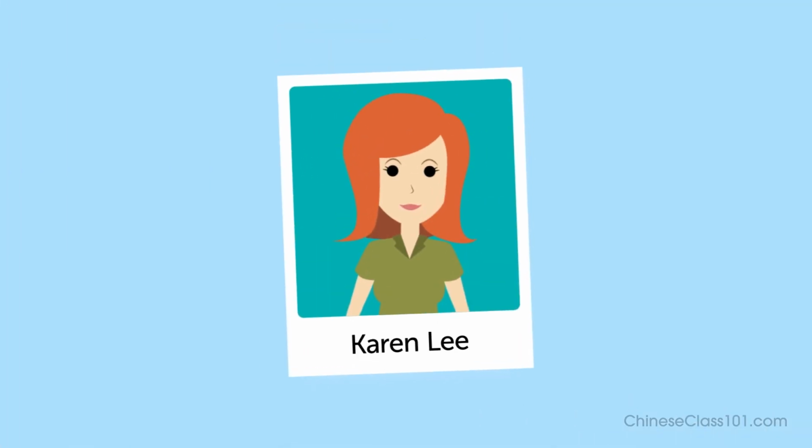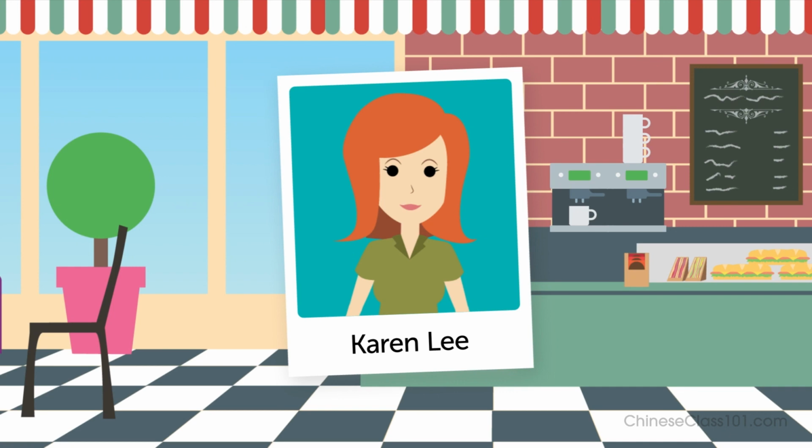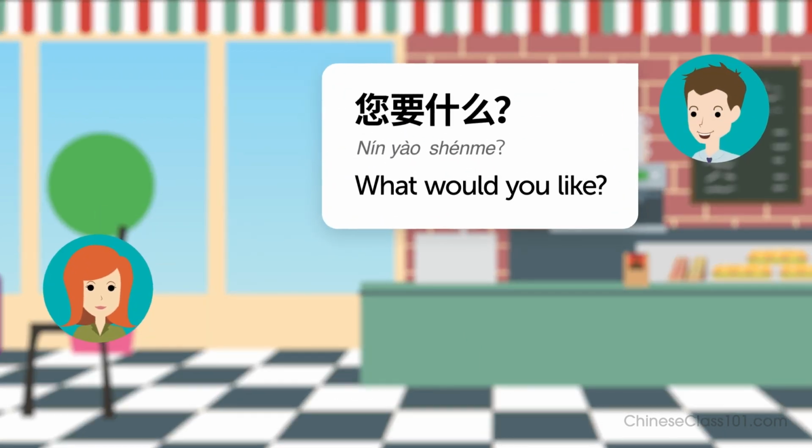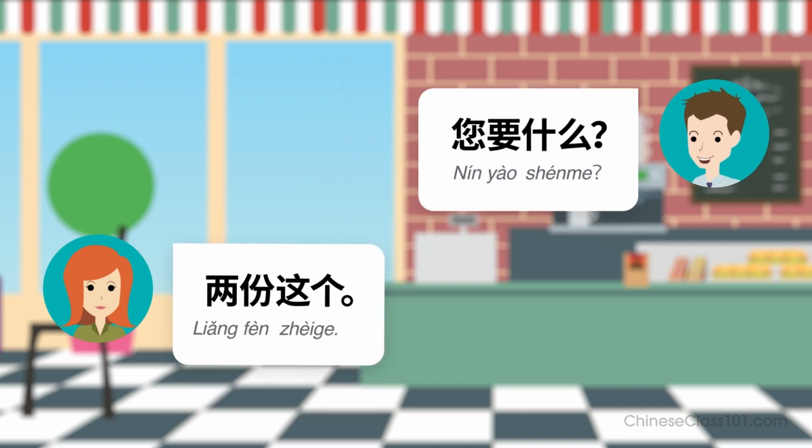In this lesson, you'll learn how to order two or more of something while pointing. This is Karen Lee, and she's waiting in line at a coffee shop with her husband. The barista turns to Karen and says, "What would you like?" 您要什么? Listen to the conversation and focus on Karen's response.